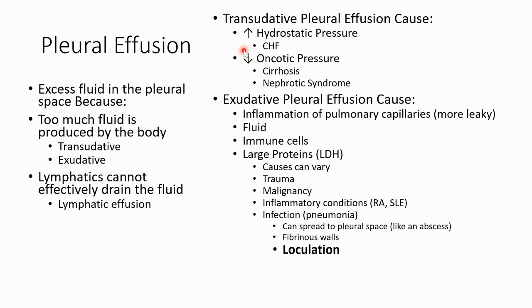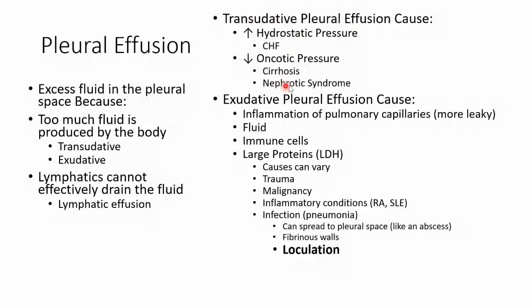The second thing that can cause a transudative pleural effusion would be something that would cause a decrease in oncotic pressure. So albumin becomes low. There's a reason that there's not albumin in the blood. So when the albumin or the proteins in the fluid decrease, the pressure becomes low, and then the fluid leaks out.